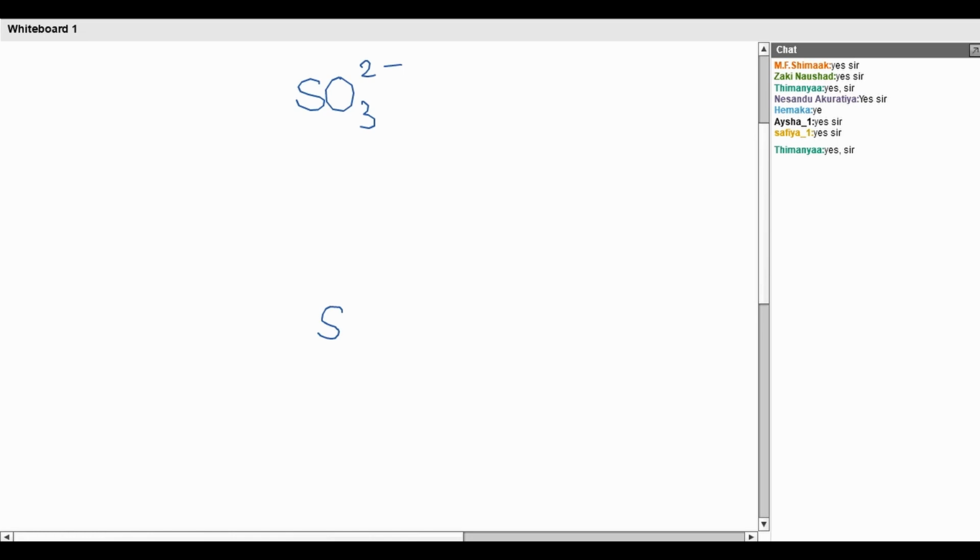Hydrogen will not occupy the central position because hydrogen cannot form two bonds. It can only form a single bond. There's only one electron, so it cannot form multiple bonds. So hydrogen will always occupy the terminal position, even if it's less electronegative. This rule does not include hydrogen. It's an exception, right? Am I clear?